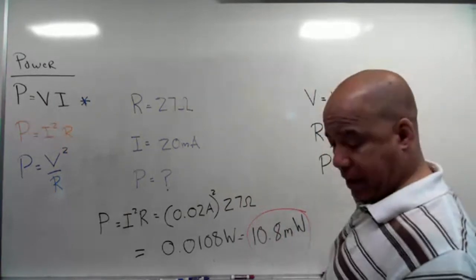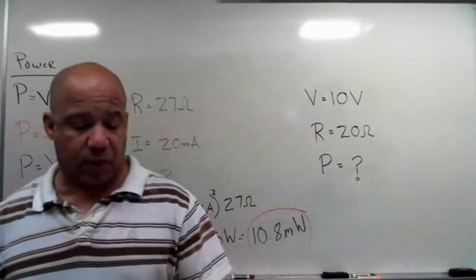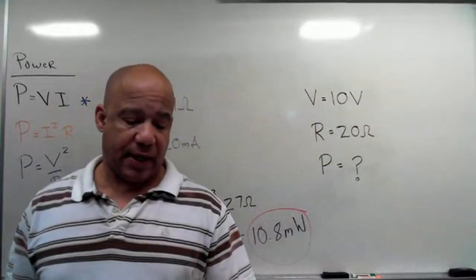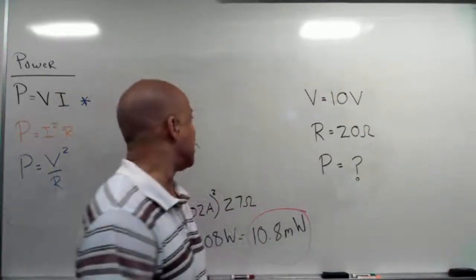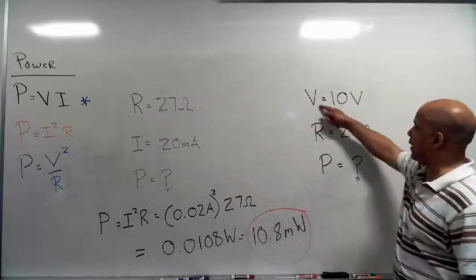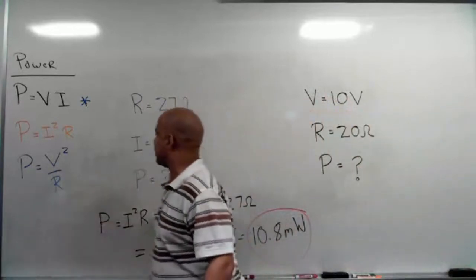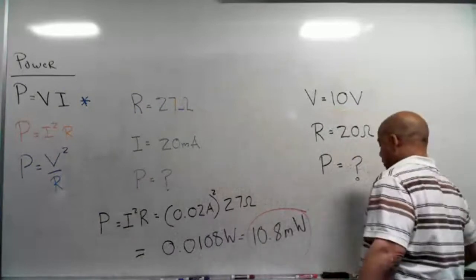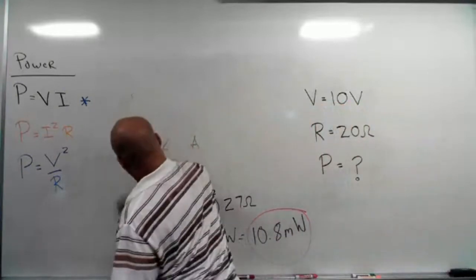Well, number 6 is right here. It says that you have a certain device that has 10 volts across its terminals, and it has a resistance of 20 ohms. They want you to find the power. So I made a list. And from the list, we'll determine I need a V, a R, and a P. V, R, P, that's the third equation. I'm going to use that one to solve that problem.